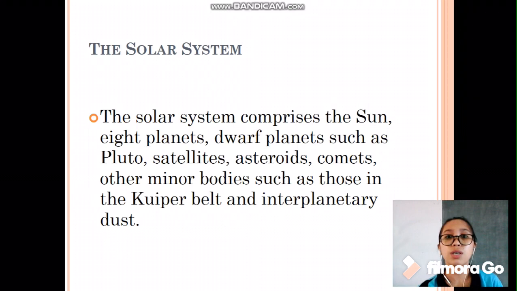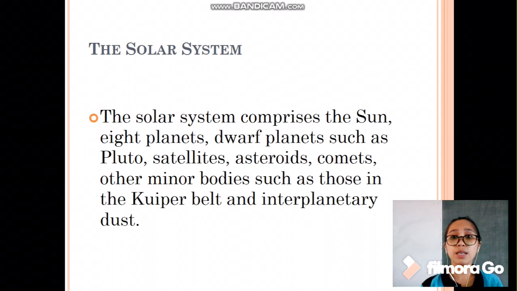It comprises the sun, 8 planets, Pluto, satellites, asteroids, comets, and minor bodies such as the Kuiper Belt and interplanetary dust. Okay? So again, you can familiarize the members of the solar system by singing this song.